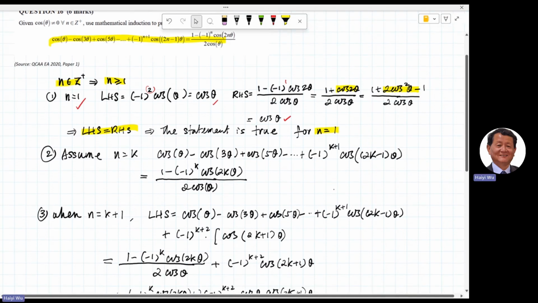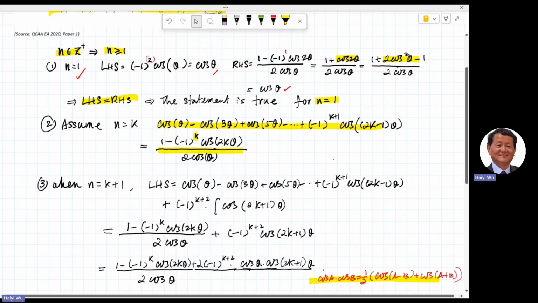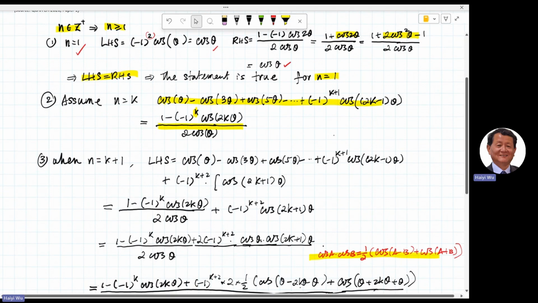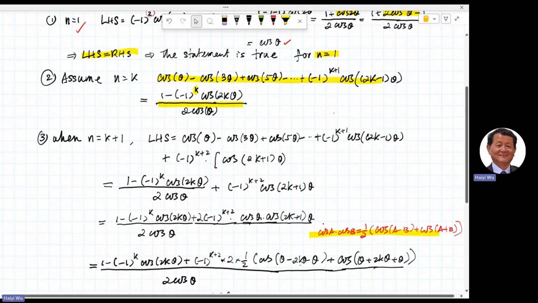Step 2, we're going to assume when n equals k, the statement is also true. That means for n equals k, we have the left-hand side sum up to k and the right-hand side in terms of k. Now we prove that for n equals k plus 1, the statement is also true. Let's do the left-hand side, n equals k plus 1.